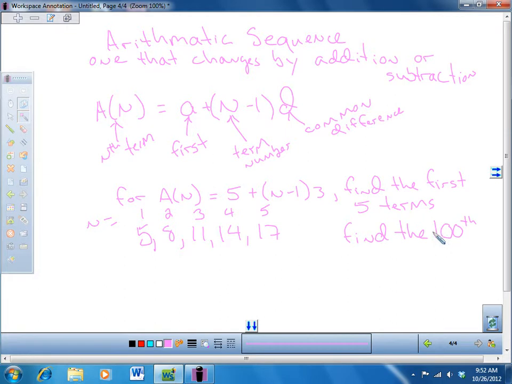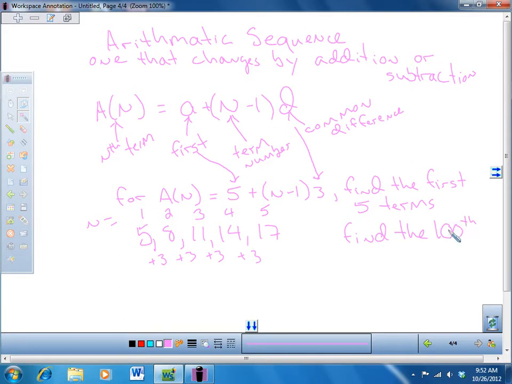Wait, how did you get the 5, 8, 11? Okay, so this is the common difference, right? In an arithmetic sequence, one that changes by addition or subtraction, if 3 is the common difference, that means it's going up by 3 each time. See? So I have 5 plus 3 gives me 8. Yeah, because this is the first term, right? 5 is the first term, 3 is the difference, and I'm not going to worry about this right now, okay? And so I just keep adding 3, plus 3, plus 3, plus 3, plus 3.